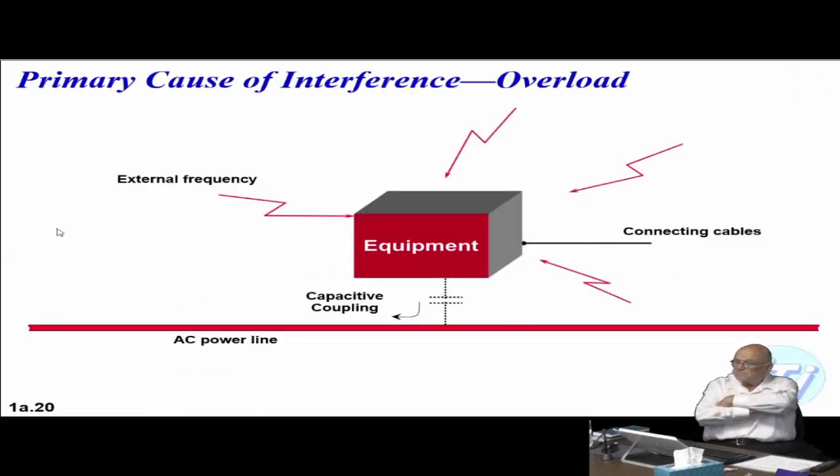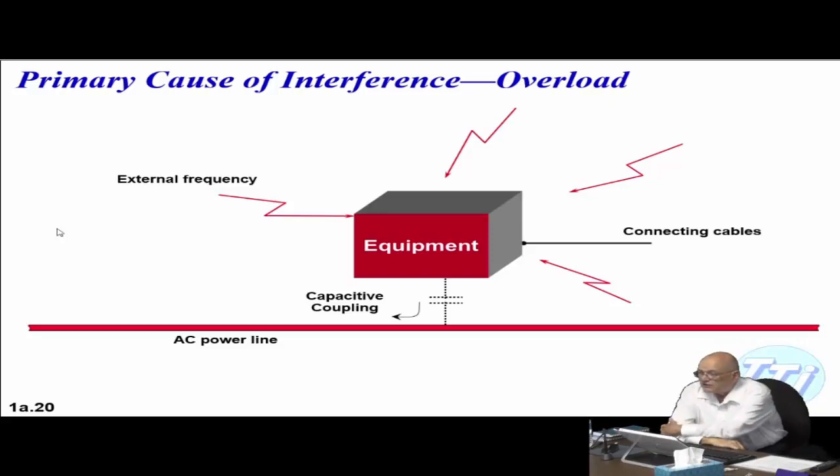Now, if we take a look at the situation here, the primary cause of interference is overload. What we mean by that is maybe a signal comes in to your equipment. It's too strong, really strong, and forces your electronic circuitry to go into an overload condition. That can happen very easily, even in a test system.